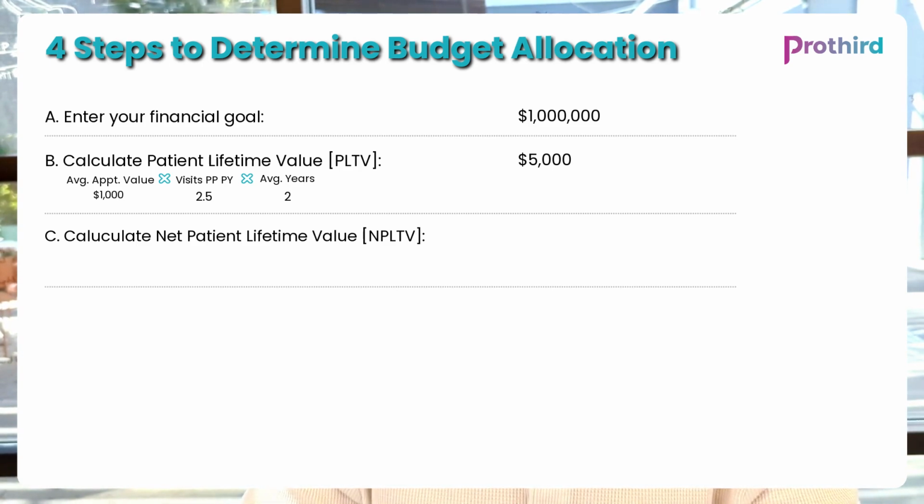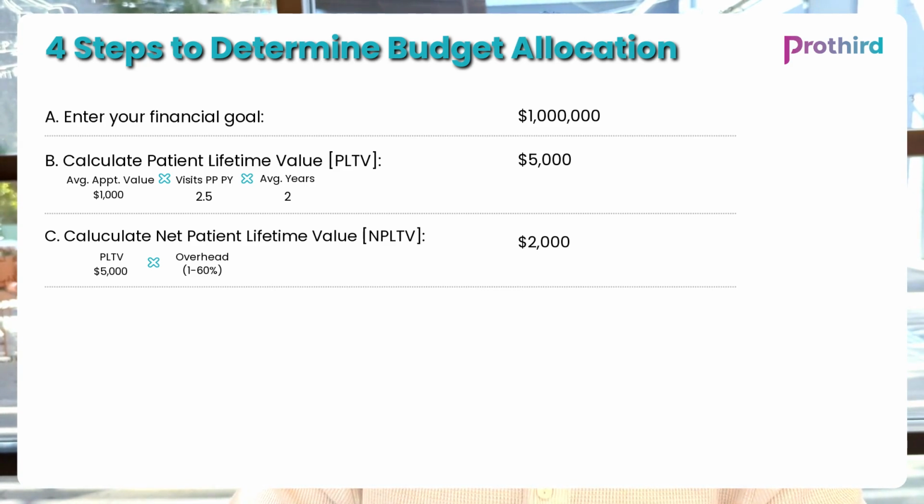All right. So in this example, we're going to say that this practice runs on an overhead of about 60%. So that means we're going to take our patient lifetime value number and reduce it by 60%. That will leave us with a net patient lifetime value of $2,000. This is communicating to your allocation budget that $2,000 of the $5,000 you expect to get from your patient are monies that you can reinvest back into marketing or other growth plans that you might have for your practice.